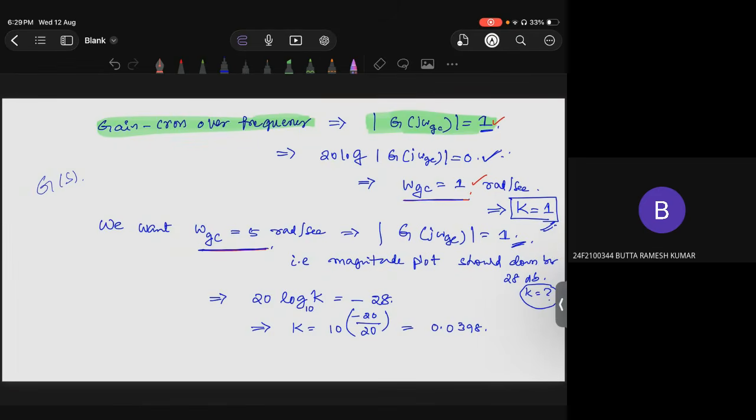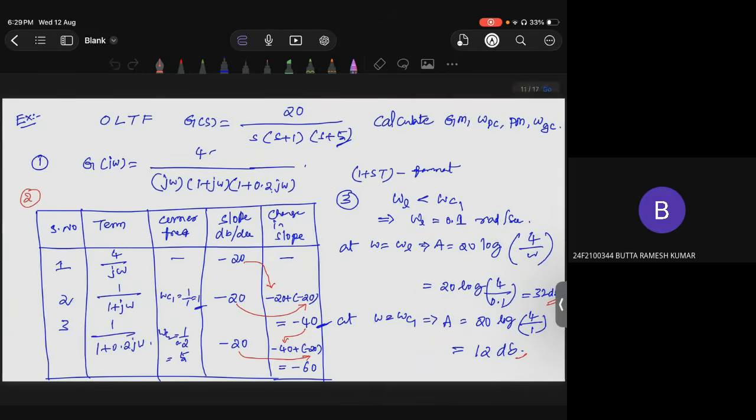So now the question is, what is my K value for this case? Simply, 20 log K is equivalent to minus 28. The K is equivalent to 0.0398. So at that point, the magnitude is minus 28. So that is the basic one. Similarly, you can check the other problem also.